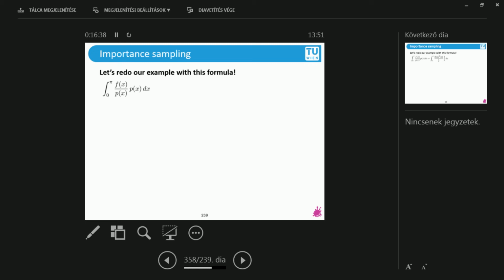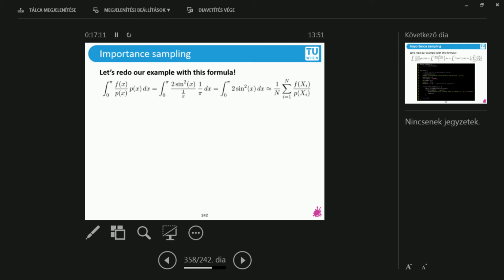Now, let's solve the actual example that we had previously with this formula. So f over p times p, so I am still integrating only f. And the sampling distribution was this, 2 times sine square x. This was the function that we wanted to integrate. And 1 over pi is the sampling distribution, the uniform distribution over 0 to pi. So I'm getting back the integral of the original function. So I'm looking for the expected value, that's f over p. So I'm going to sample f over p in my code.